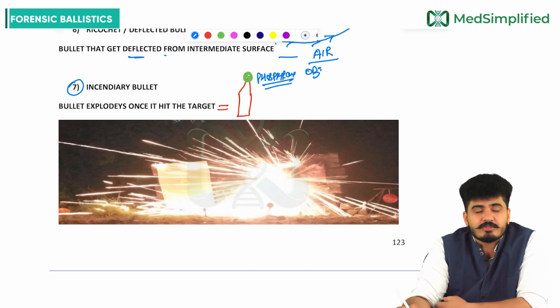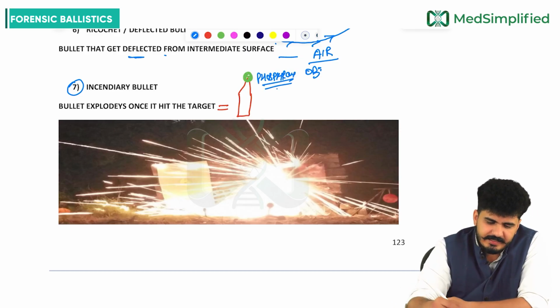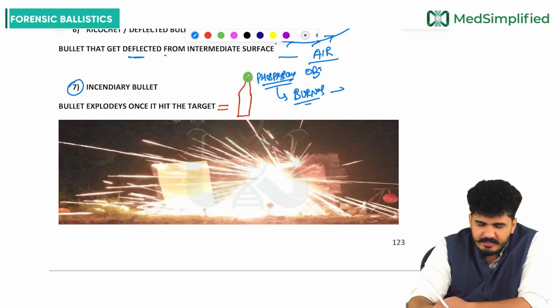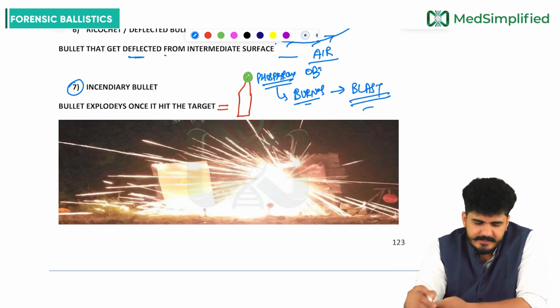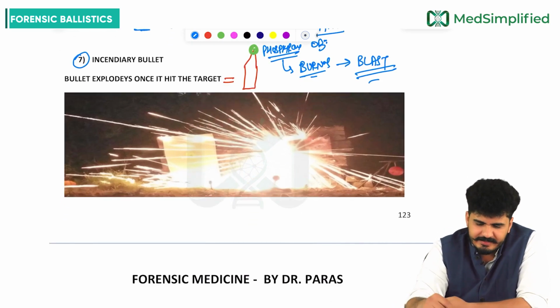And phosphorus is also Diwali poison. In making crackers we use this. The phosphorus burns, and because of that, there is a blast. The bullet explodes once it hits the target.